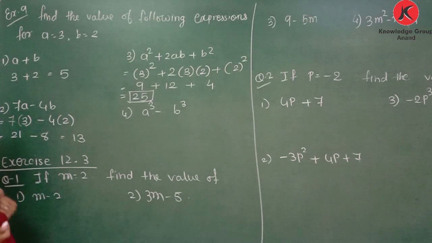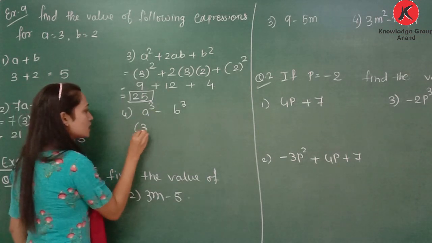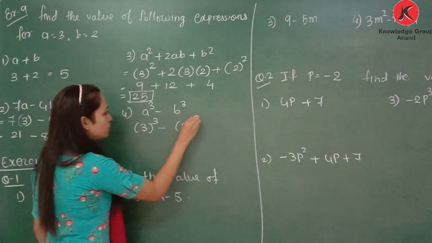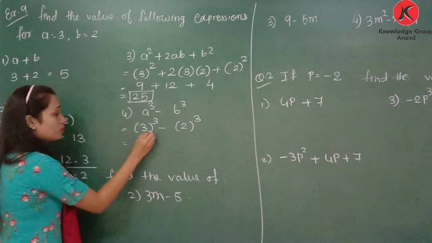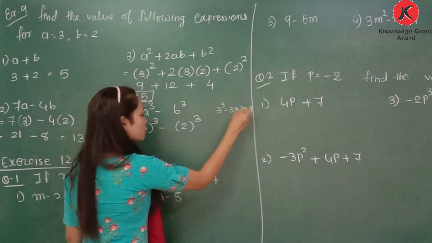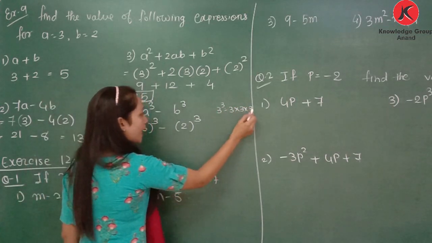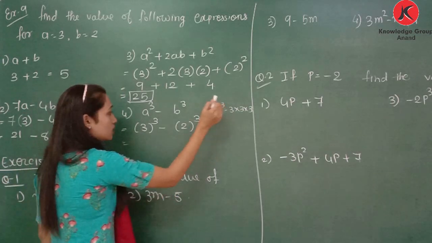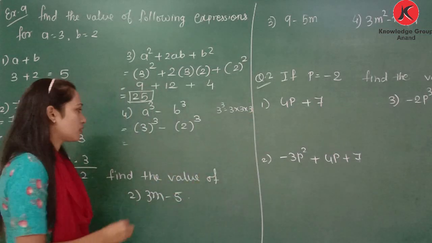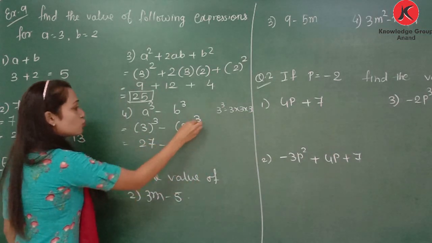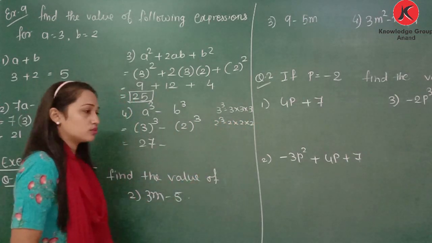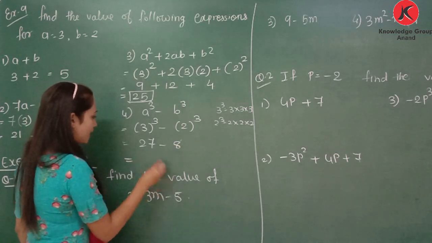Now next one, a cube minus b cube. a cube minus b cube means value of a is 3, so we write 3 cube. Value of b is 2, so we write 2 cube. 3 cube means 3 multiply 3 multiply 3. 3 cube means what? Multiply 3 times. So 3 3s are 9, 9 3s are 27. Be very careful, it is not 3 3s are 9. It is 3 multiply 3 multiply 3, that is 27. Minus 2 cube means not 6, it is 2 multiply 2 multiply 2, that is 8. So 27 minus 8, so the answer is 19.